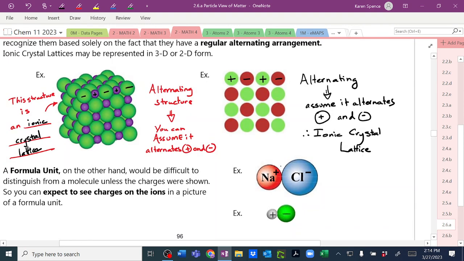With a formula unit, I will always have to put in the positive and negative, because if I don't, you can't tell. Like if I was just to draw it like this, that would be a molecule. You would not be able to tell that it is a formula unit unless I actually put some charges on there. If I don't put the charges on, you would have to assume it's neutral. But with the ionic crystal lattice, you can see the alternating pattern and you can make an assumption. All right, so that is today's content.